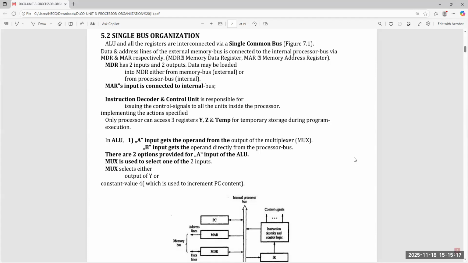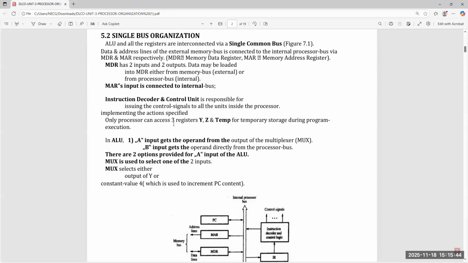So what is a bus? A bus is a system bus. It contains a number of pathways. It can be used to exchange data between different components.